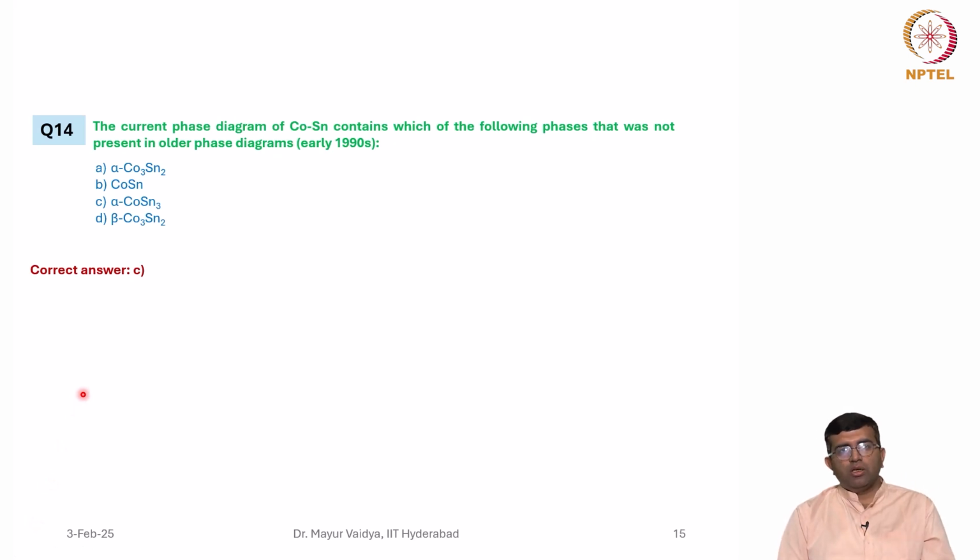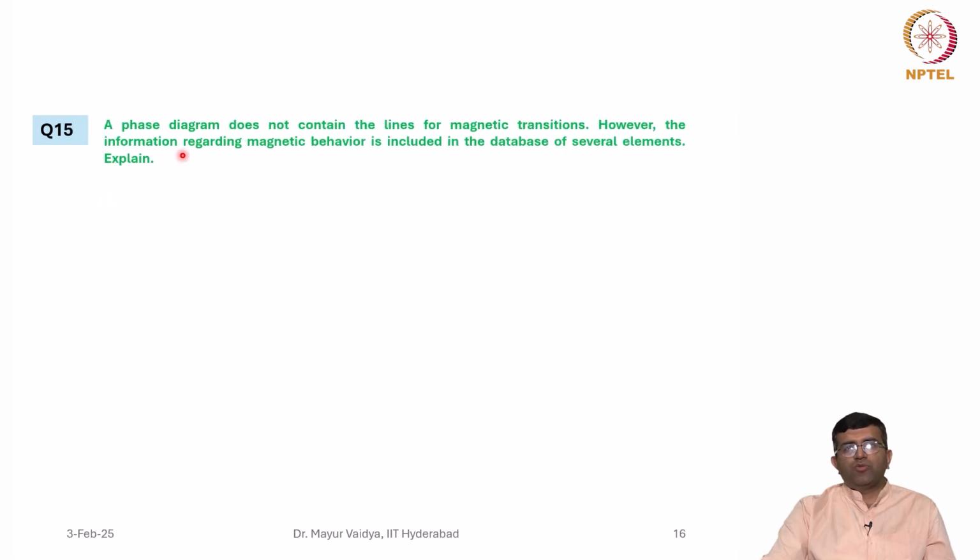So, this here the correct answer is alpha CoSn3, which was found in the research experiments later on. People found it, so then it was updated, and now the phase diagram contains the CoSn3 phase as well. Question number 15.